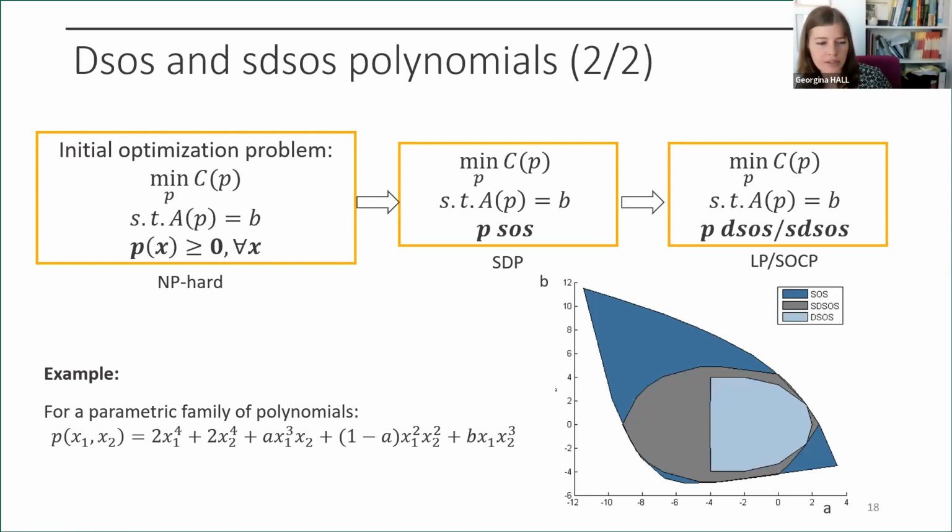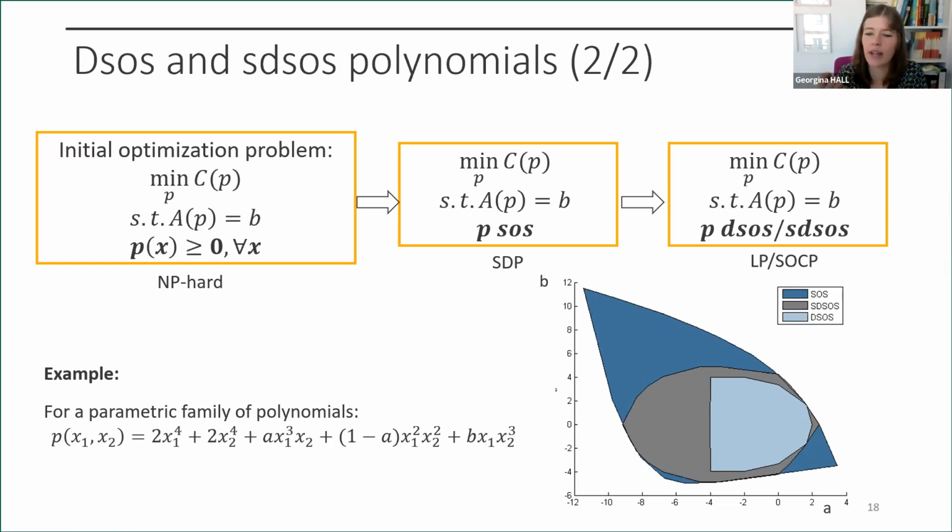So this is just to illustrate a little bit the quality of these inner approximations on a real example. Here I'm considering the following bivariate family of polynomials. It's a parametric family. Essentially I'm fixing all of the coefficients of this polynomial, except for these three monomials, where I'm taking a in front of this term, 1 minus a in front of this term, and b in front of this term. And in this graph, I'm plotting the values of a and b for which this polynomial is a sum of squares. This is in blue.